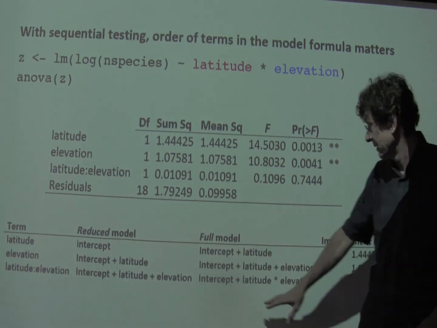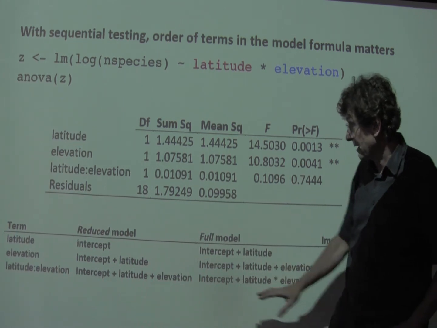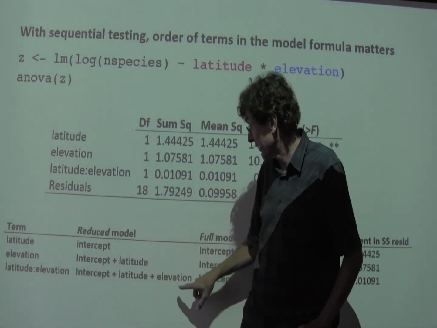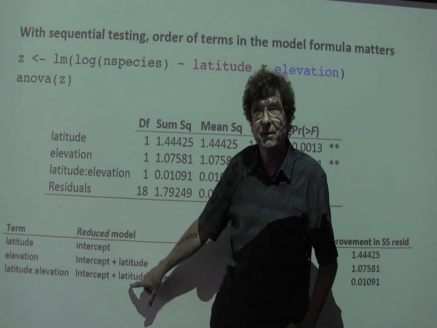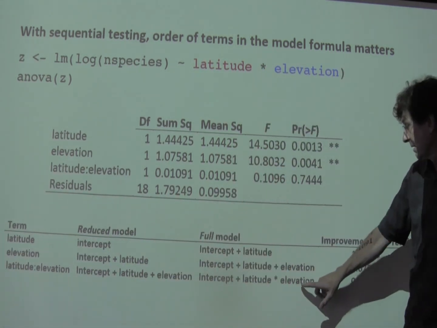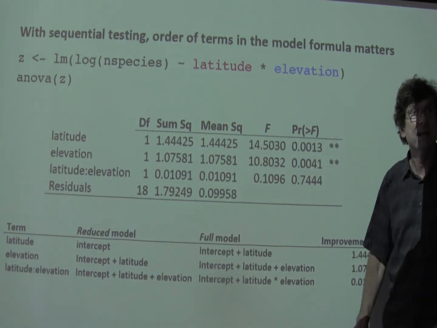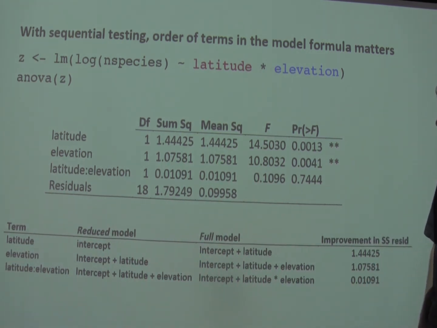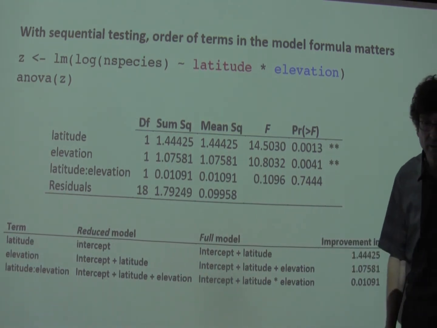And finally, the interaction. Well, the full model will include the interaction. The reduced model will not include the interaction, but it will include both of the variables that are in that interaction. It will never leave them out. Okay, so here's the ANOVA table that you get as a consequence.